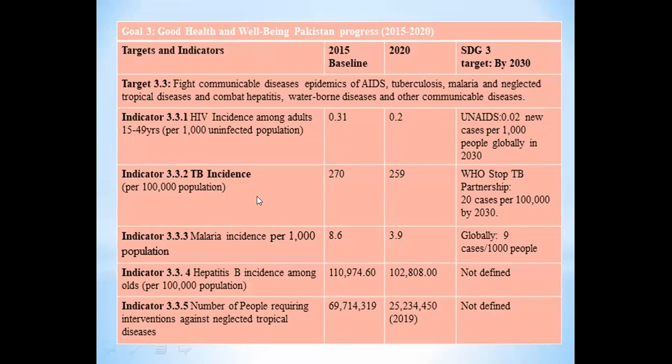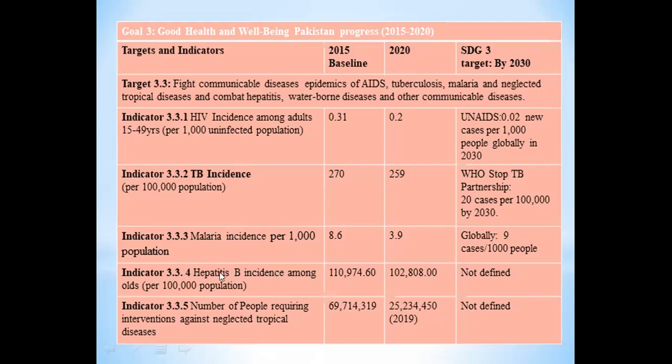Indicator 3.3.2 includes TB incidence. In 2015 in Pakistan it is 270, and now in 2020 it is 259. There is also no set target, but the SDGs follow the WHO Stop TB Partnership, which defined 20 cases per 100,000 by 2030. Indicator 3.3.3 is malaria incidence per 1,000 population. In 2015 it is 8.6, and in 2020 it is 3.9, which shows a marked reduction. Globally, its target is 9 cases per 1,000 people.